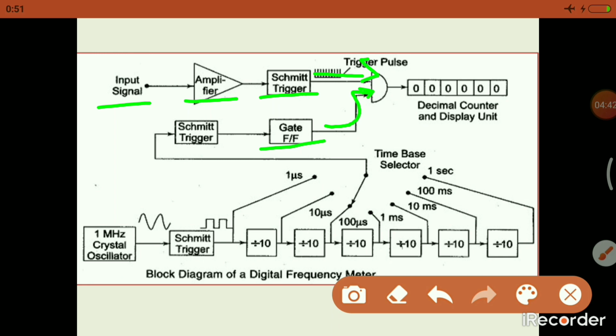So when two inputs of the AND gate are activated, that is 1 1, then we will get an output of 1. The counter is connected and the display circuit is used to count how many cycles are completed in 1 second. So this is the basic working principle of the digital frequency meter.